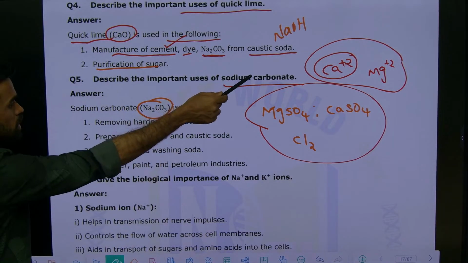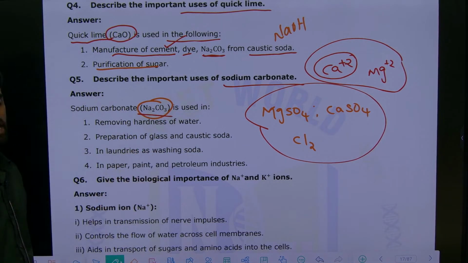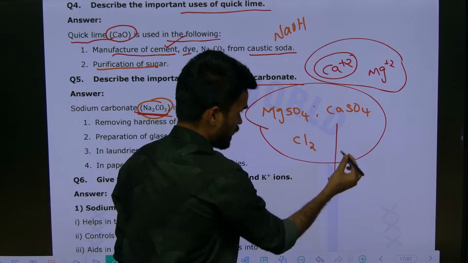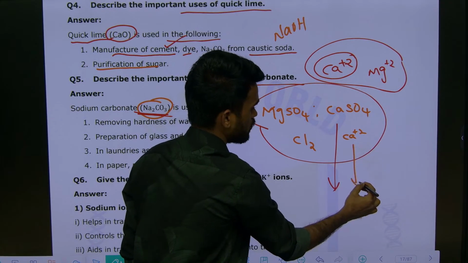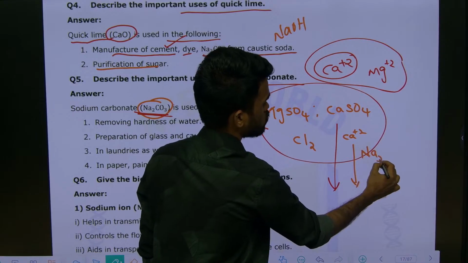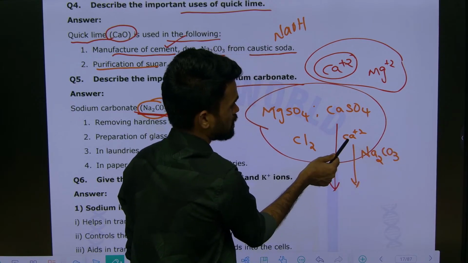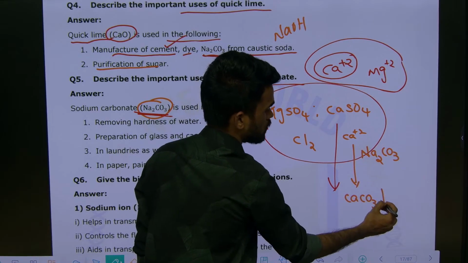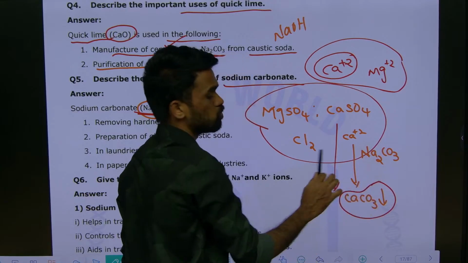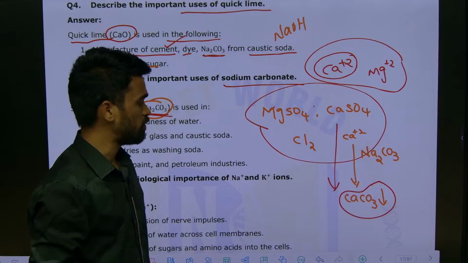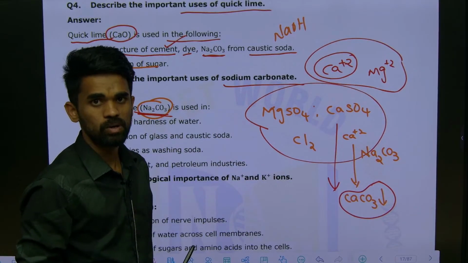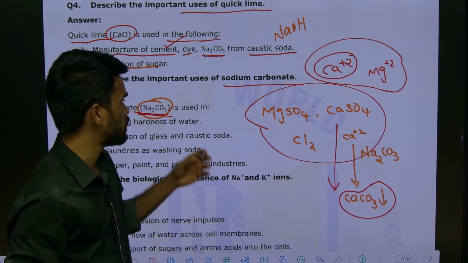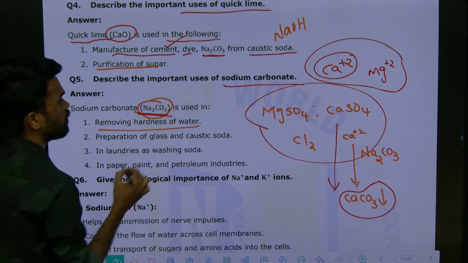For removing these, we can use sodium carbonate. For example, calcium 2+ ion is there. Upon adding Na2CO3, soda lime, what happens? This calcium plus this carbonate forms calcium carbonate precipitate. This will get precipitated. We can remove this precipitate and get our normal water. So this is how we can remove hardness causing substances from the water. It is used for removing hardness of water.